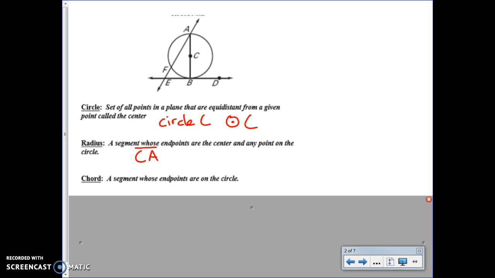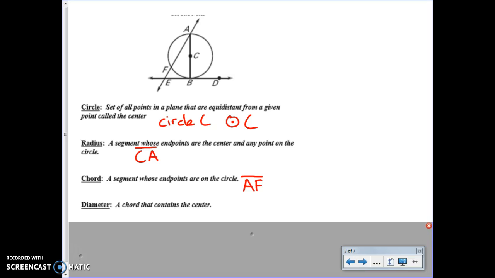A chord is a segment whose endpoints are on the circle. So again, we're looking at a segment. It looks like to me AF would be a chord. Another chord would be AB, but AB has even a special name, the diameter. It's a chord that contains the center. So AB is a chord that contains the center.